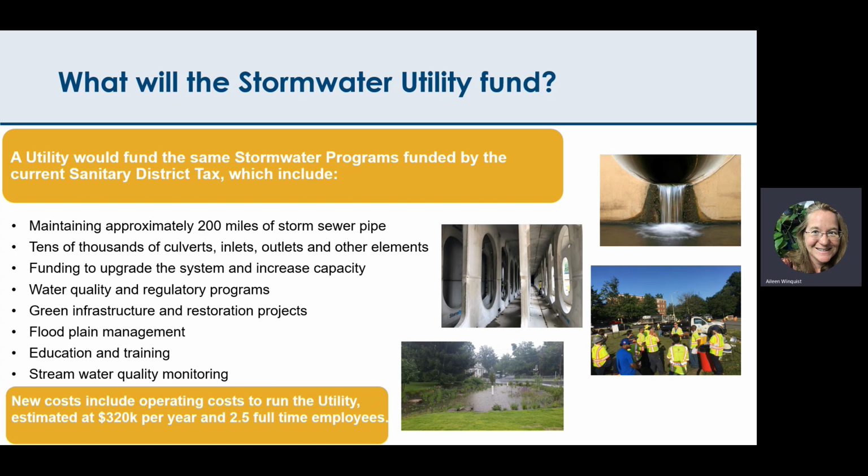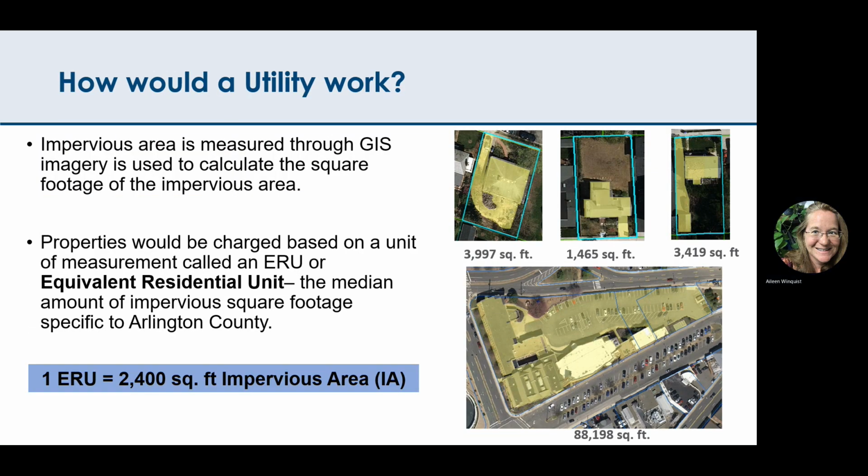New costs include operating costs to run the utility, which are estimated at about $320,000 per year and 2.5 full-time employees. How would a stormwater utility work? Impervious area is measured for each property through the county's information mapping system, and that is used to calculate the square footage of impervious area.